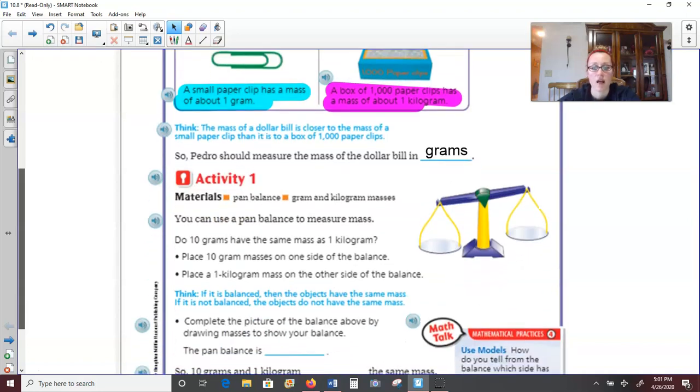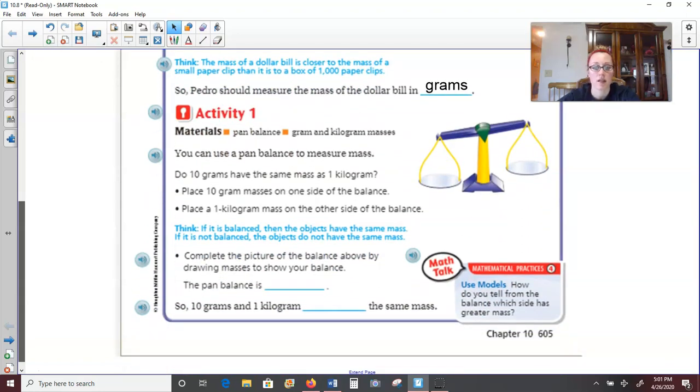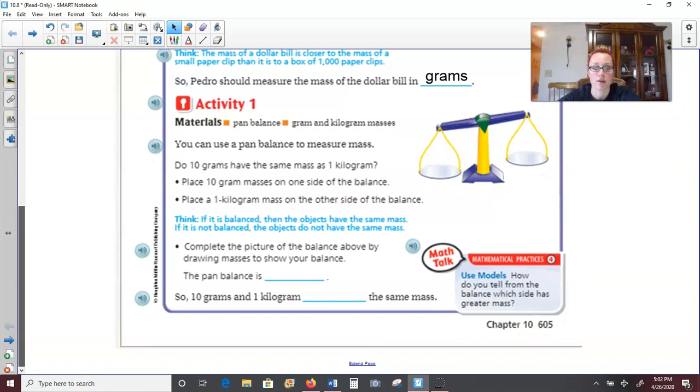All right, now activity 1 is a little difficult to do, I know, from home, and also for me because I don't have a balance scale just lying around my house.